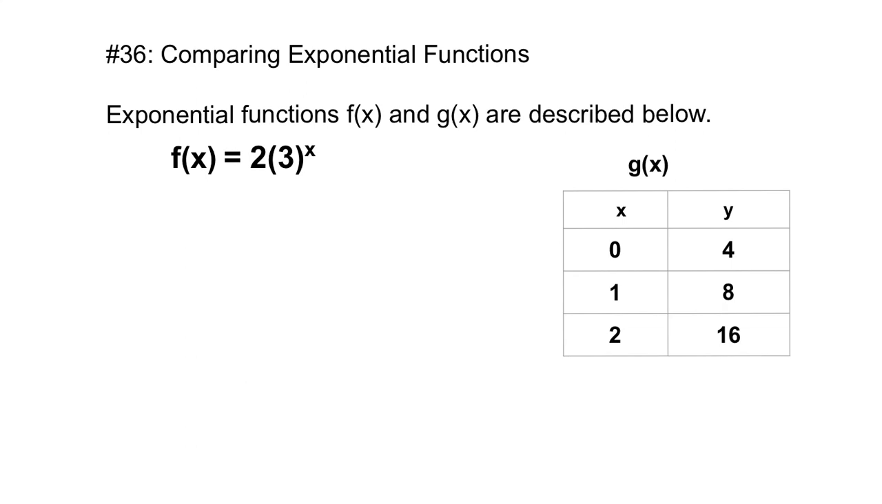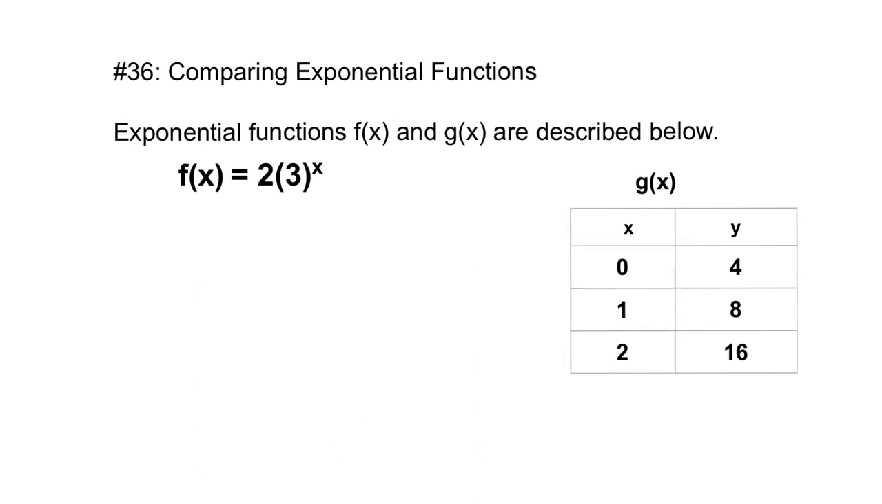This mini lesson is covering question number 36 on your benchmark, and it is about comparing exponential functions. So below, we have two functions, f of x and g of x. For f of x, we are given the function itself, and for g of x, we're given the table. So what I want to do today is compare both the growth factor and let's compare the y-intercept as well.